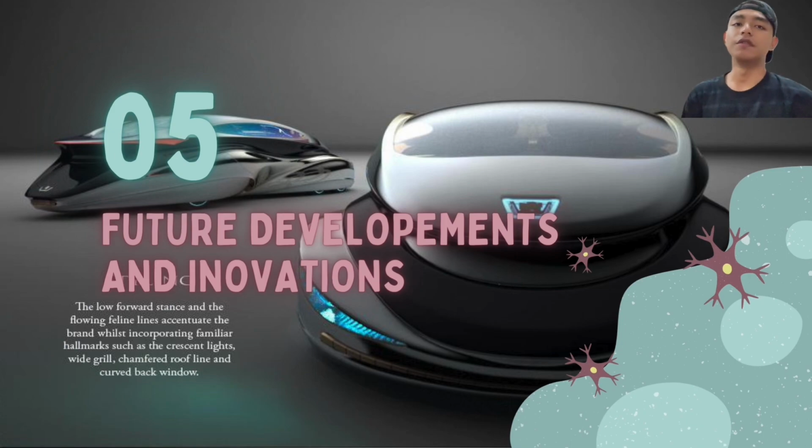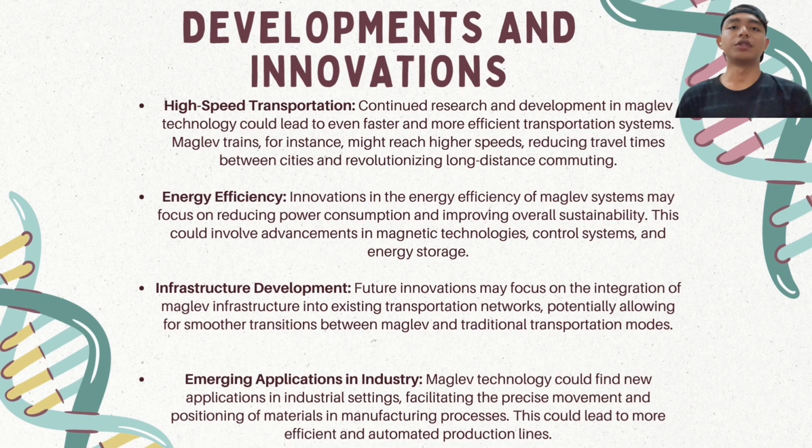Future developments and innovation. Firstly, high-speed transportation. Continued research and development in maglev technology could lead to even faster and more efficient transportation systems. Maglev trains, for instance, might reach higher speeds, reducing travel times between cities and revolutionizing long-distance commuting. Secondly, energy efficiency. Innovations in the energy efficiency of maglev systems may focus on reducing power consumption and improving overall sustainability. This could involve advancements in magnetic technologies, control systems and energy storage.